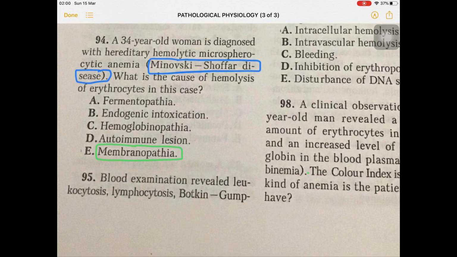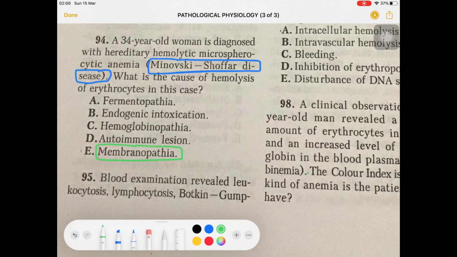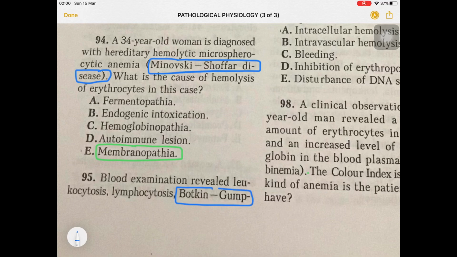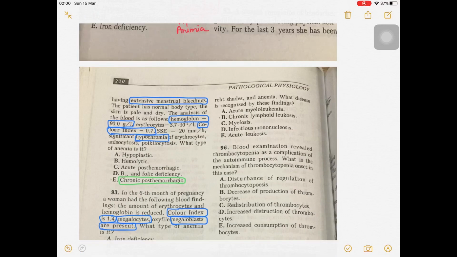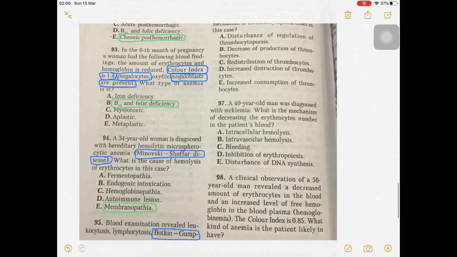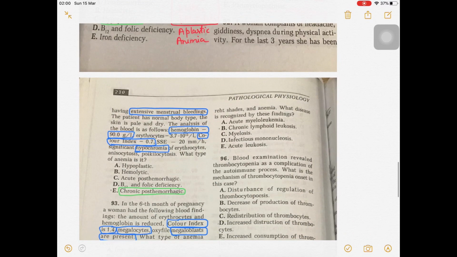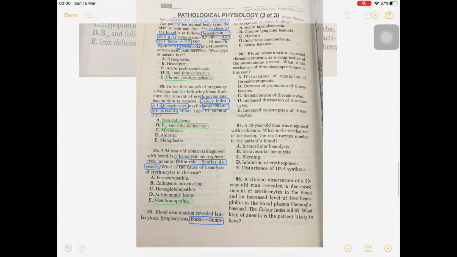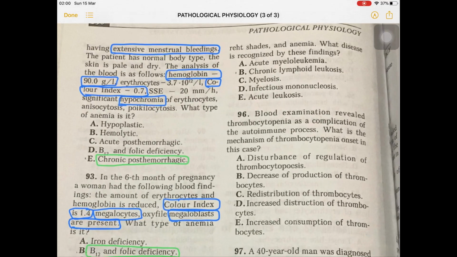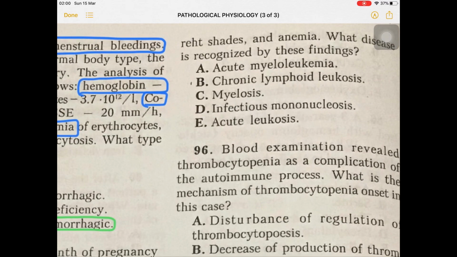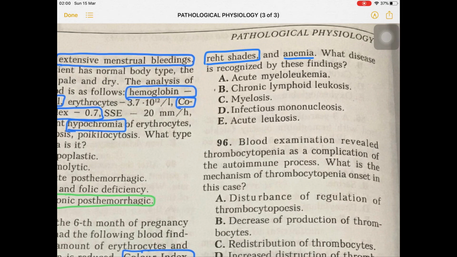Moving further, question number 95. They are revealing leukocytosis. That's fine, but what is the main finding over here? That is the Botkin-Gumprecht cells. Look at the image of this question properly. So yes, Botkin-Gumprecht cells, right? And anemia. So what can be the answer?